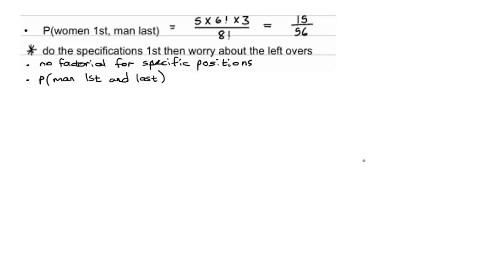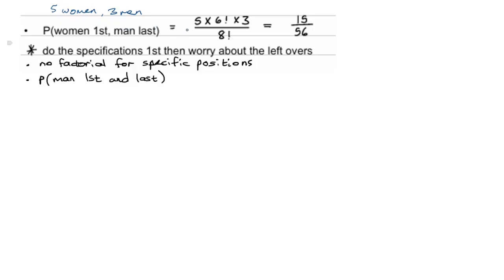In this video, I'm going to give you an introduction to how to handle questions where you've got specific positions. So for example, we've got 5 women and 3 men, and we want a woman to sit first and a man to sit last. So picture this, 5 women, 3 men walking into a room.